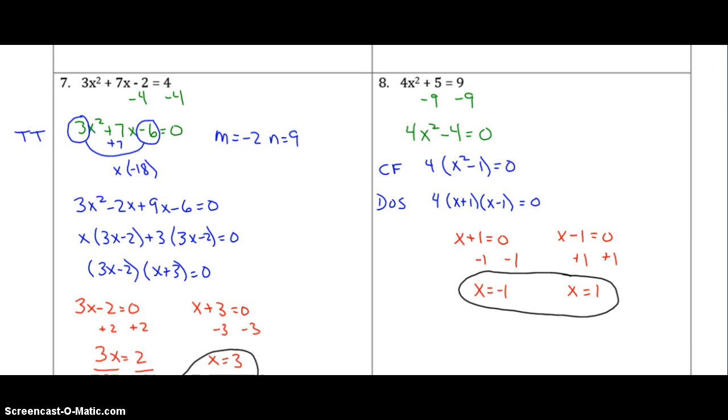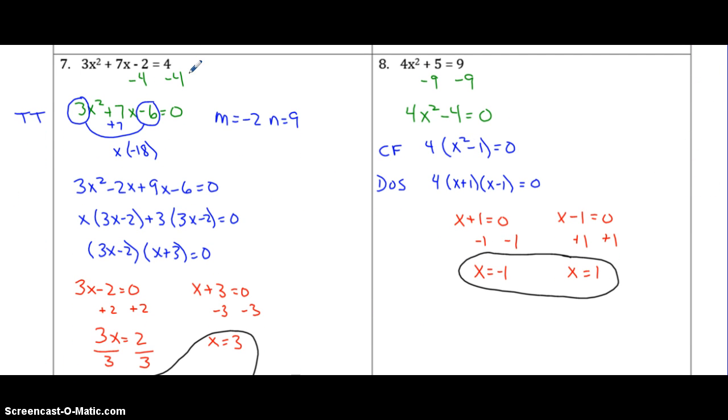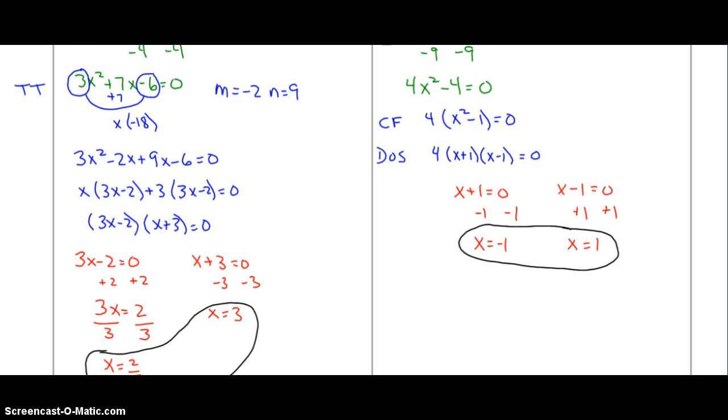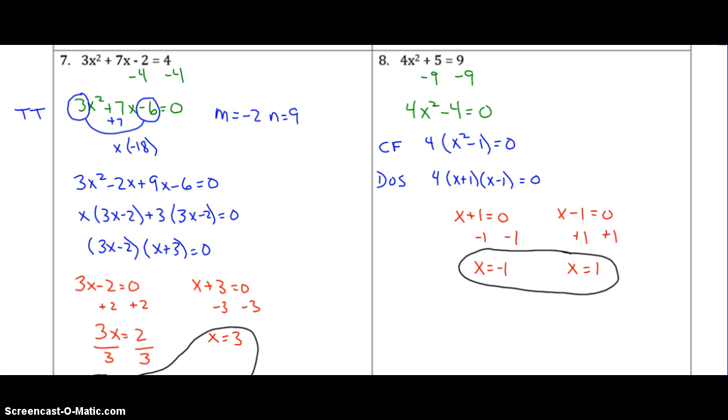Number 7, had to subtract 4 from both sides. It was a tricky trinomial, and there's the 2 solutions it would produce. And lastly, question 8, you had to subtract 9 from both sides.